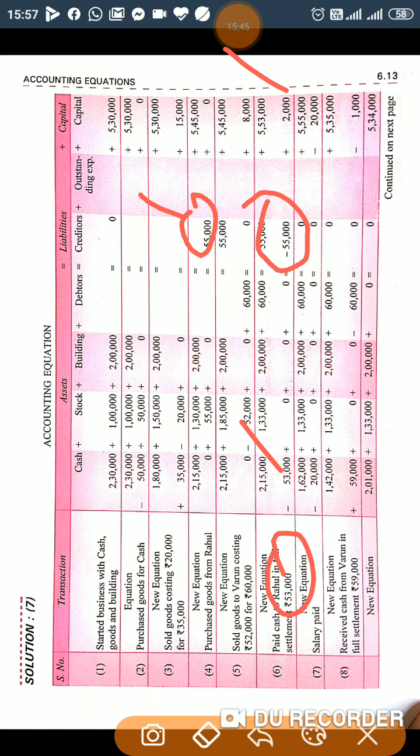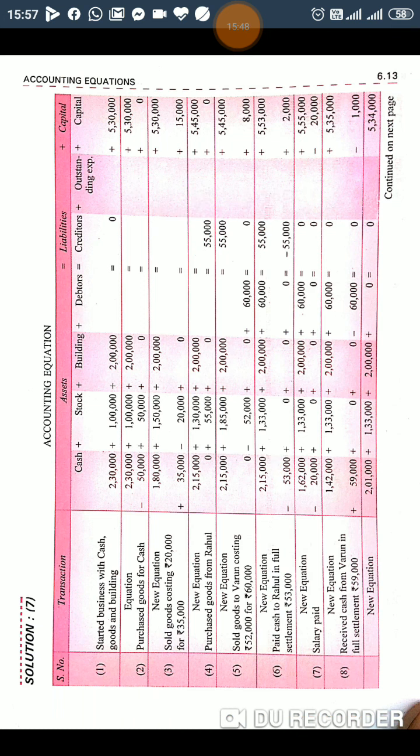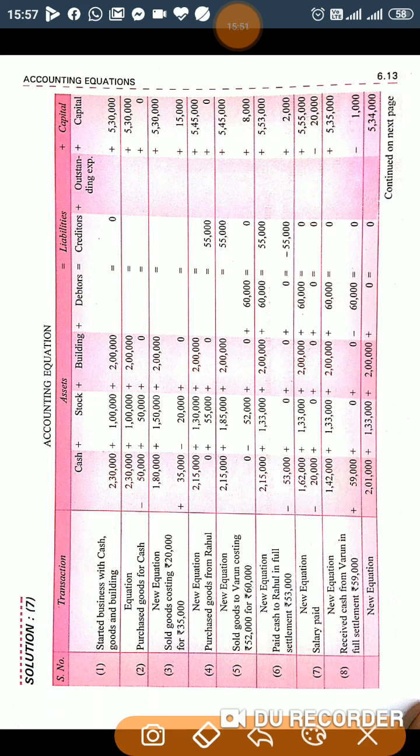Now new equation is cash becomes 1,62,000 after deduction of 53,000. Stock is 1,33,000, building 2 lakh, debtors 60,000, outstanding expenses 0, creditor becomes nil, and capital becomes 5,55,000. If you add it, total liability is 5,55,000 and total asset is also 5,55,000. If you add 1,62,000 plus 1,33,000 plus 2 lakh plus 60,000.